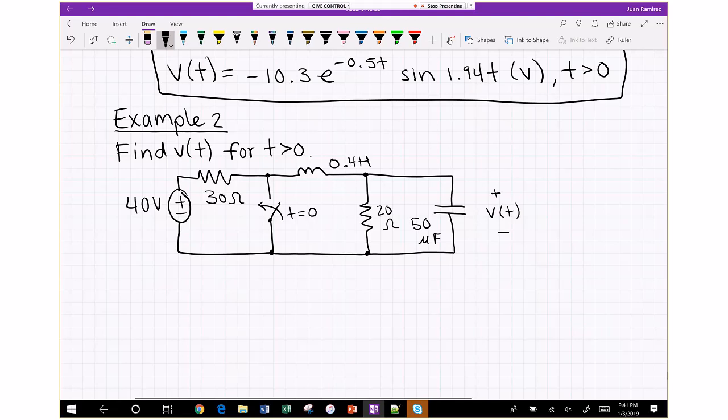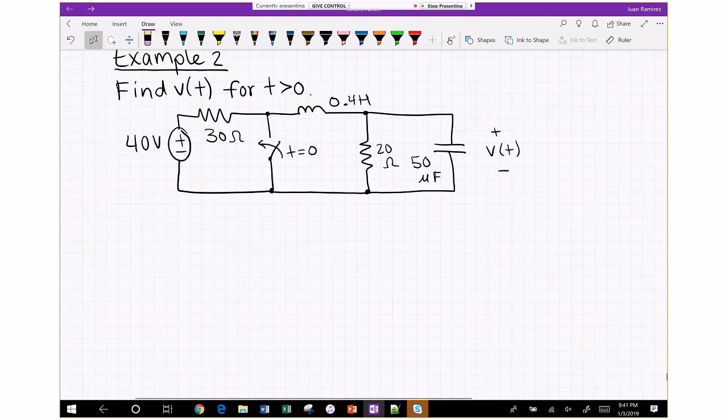First step again, find the damping factor. For that, we need to know the resistance, inductance, capacitance. Inductance, capacitance is straightforward. There's only one of each of those. There's 2 resistors, but let's look at what happens right after the transition. After the transition, the switch closes, creating a short circuit, which essentially connects the inductor back to the 20 ohm resistor and the capacitor.